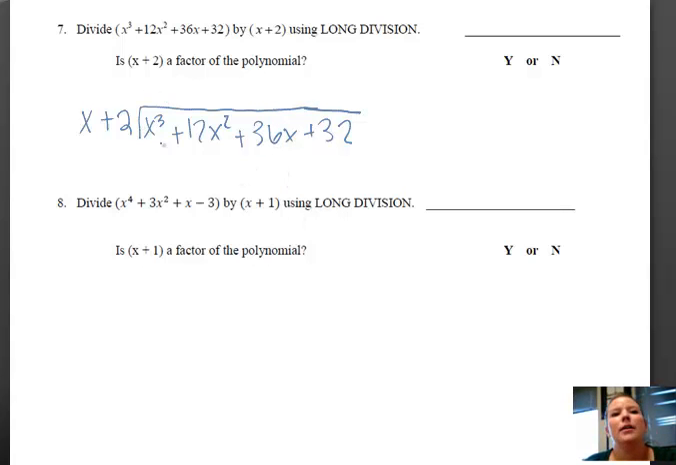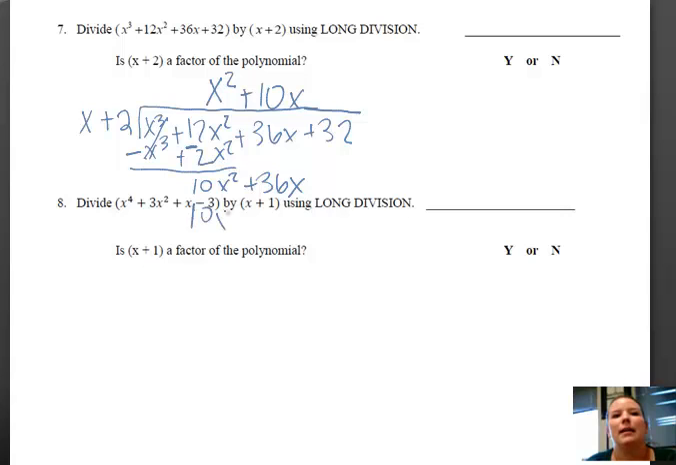Okay, here we go. So you knock the first term down by a degree and take the coefficient. So x squared. So then I get x cubed plus 2x squared. Subtract, subtract. Don't forget to subtract the second one. Those cancel. I get 12 minus 2 is 10x squared plus 36x. So then I would do plus 10x because I need to get this to 10x squared, which would be 10x squared plus 20x.